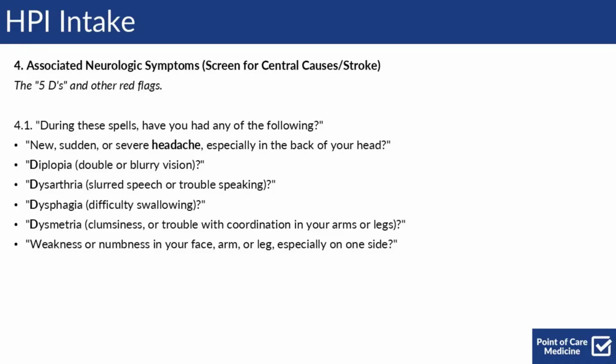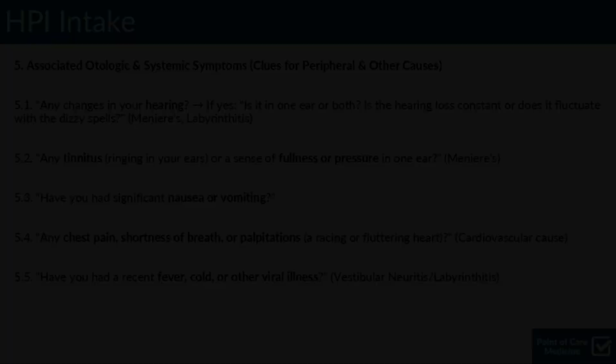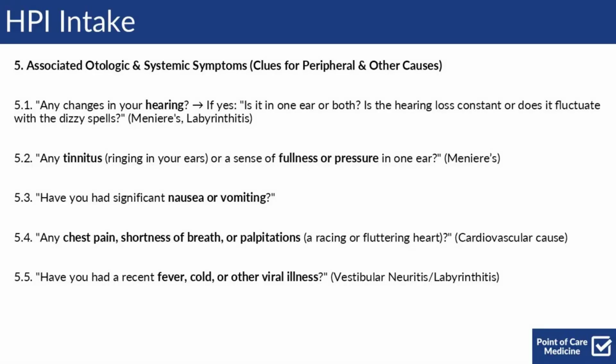Have they experienced diplopia, or double vision, dysarthria, or slurred speech, dysphagia, or difficulty swallowing, and dysmetria, which is clumsiness or poor coordination. Also ask about any focal weakness or numbness, especially on one side of the body. Next, ask about associated otologic and systemic symptoms.